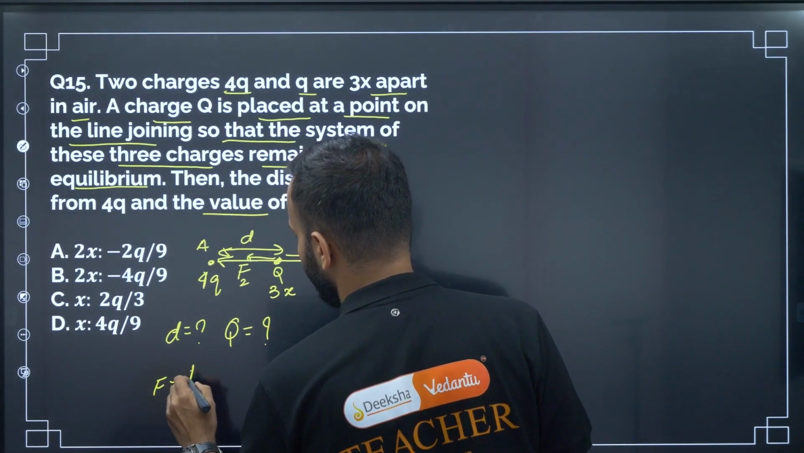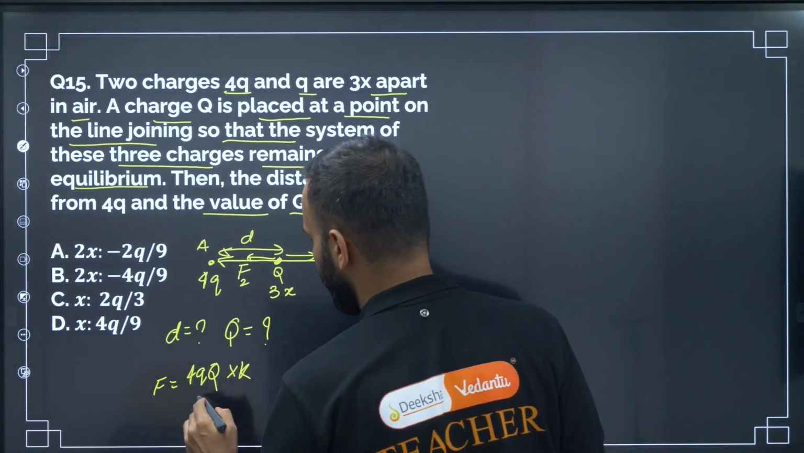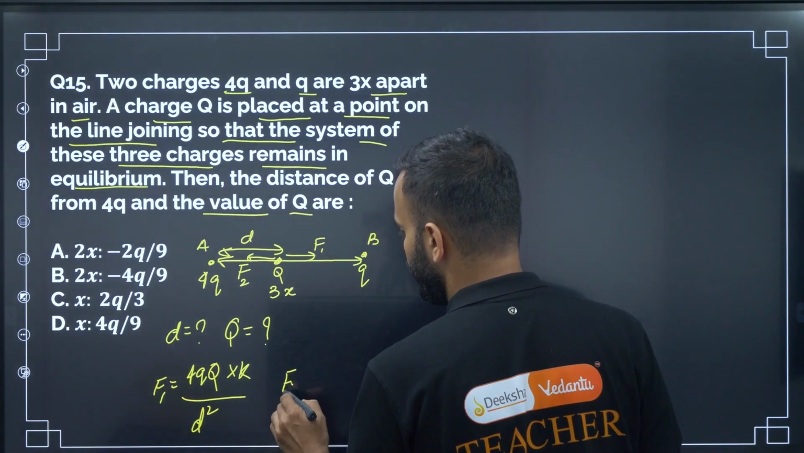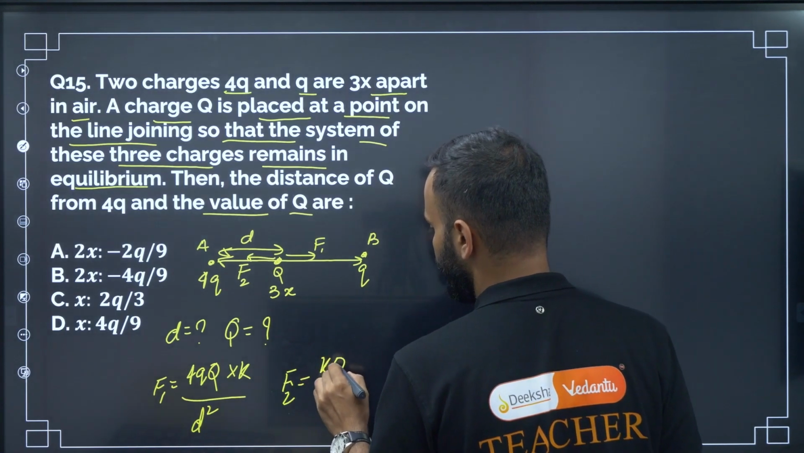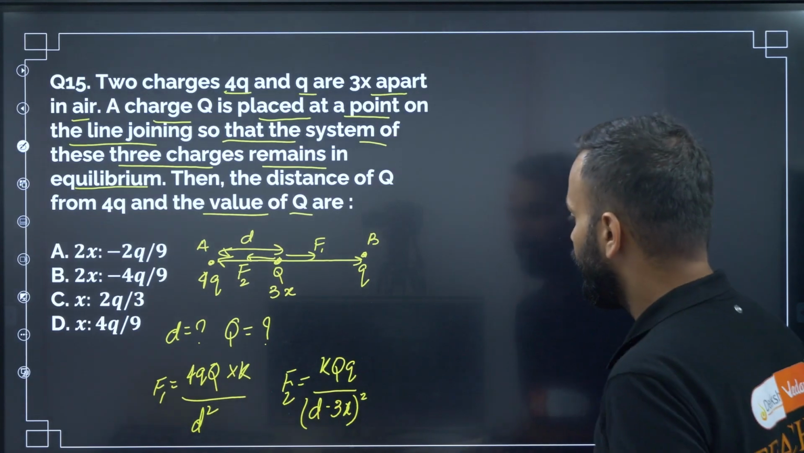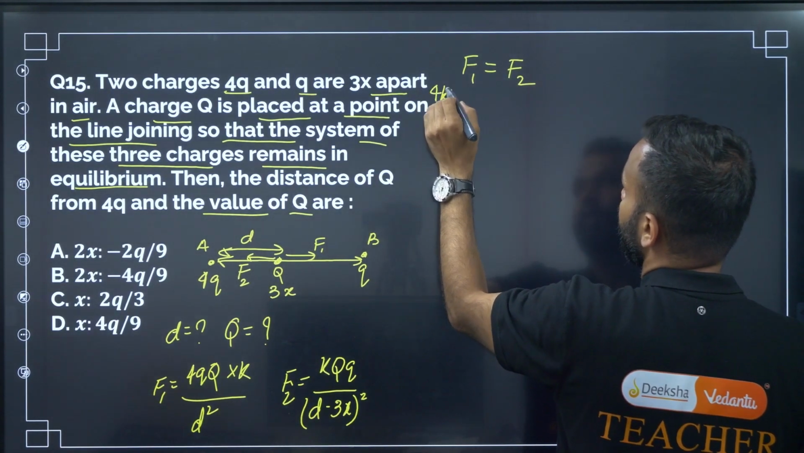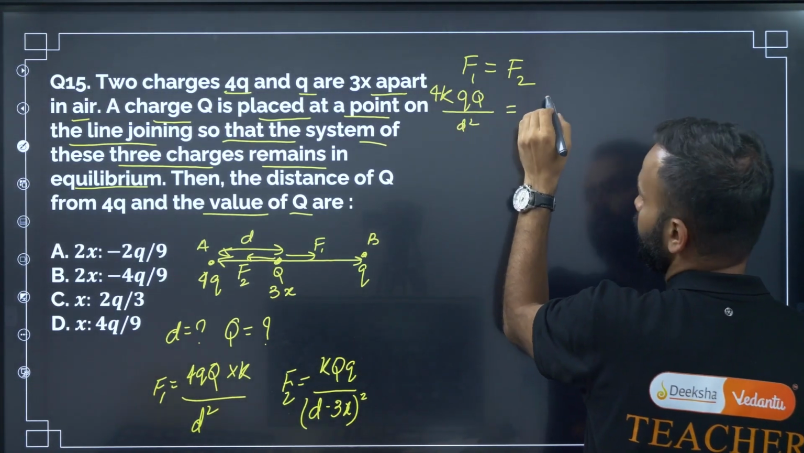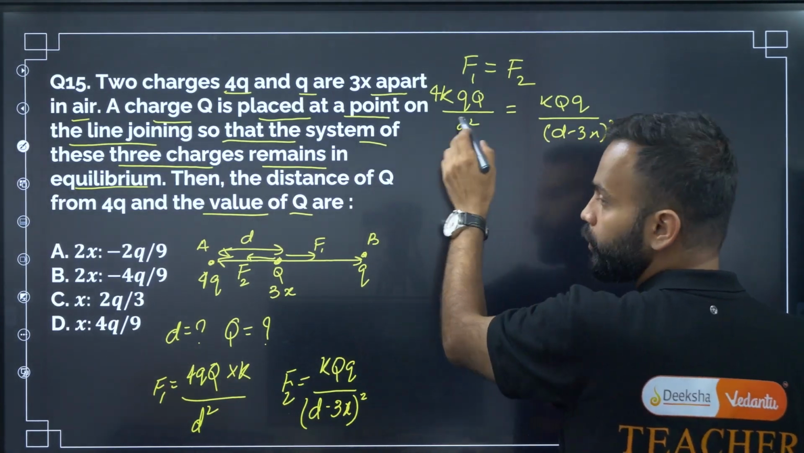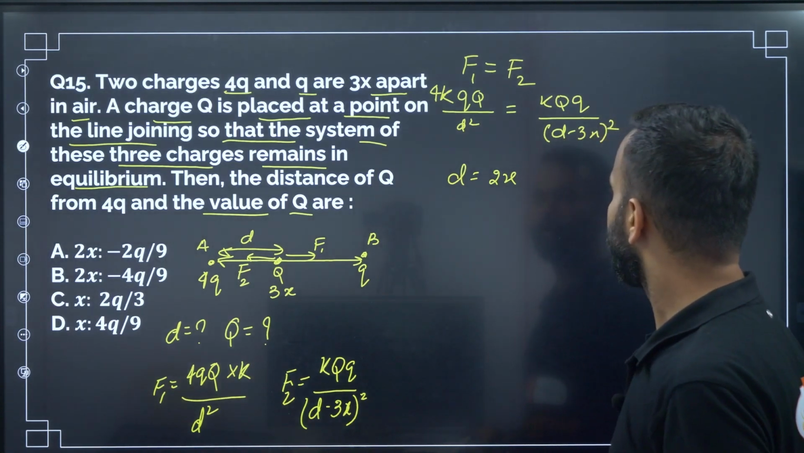F1 is equal to 4q into capital Q, the product of two charges, into the proportionality constant, that is 1 by 4 pi epsilon naught, which is equal to k, divided by d square. This is F1, and F2 is equal to k into q divided by (d minus 3x) whole square. F1 equal to F2, so 4k small q into capital Q divided by d square is equal to kq divided by (d minus 3x) whole square. Now solve this, you will get the value of d as 2x. So the distance between 4q and capital Q is 2x.